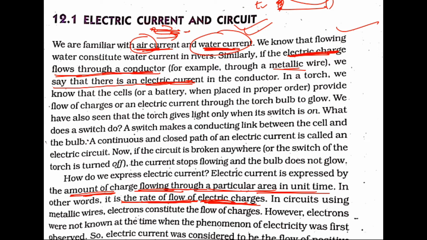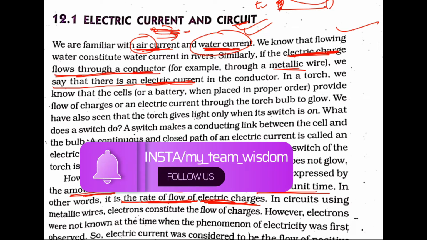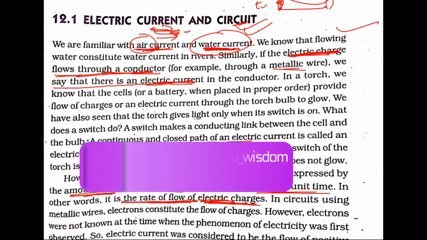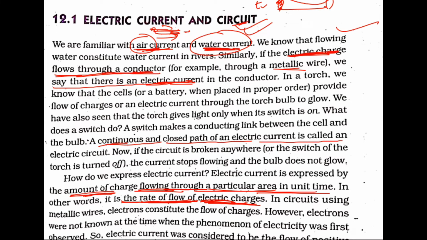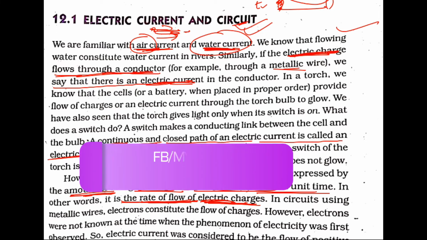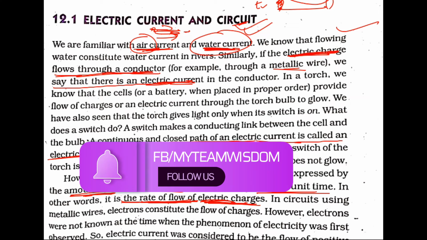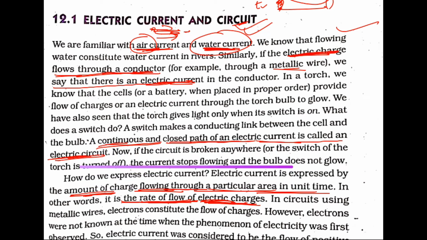And now see what is an electric circuit. A continuous and closed path of electric current is called an electric circuit.